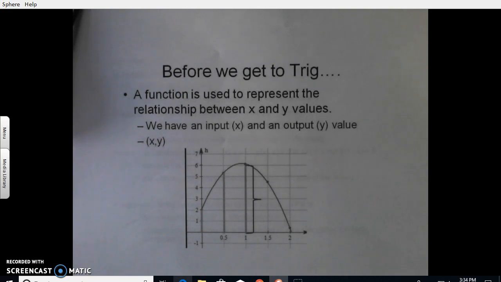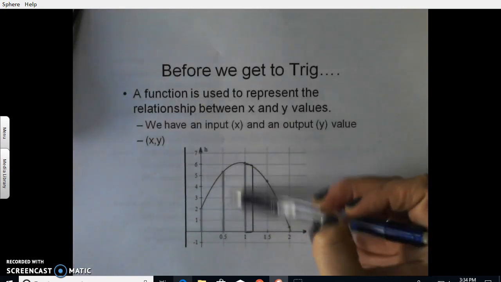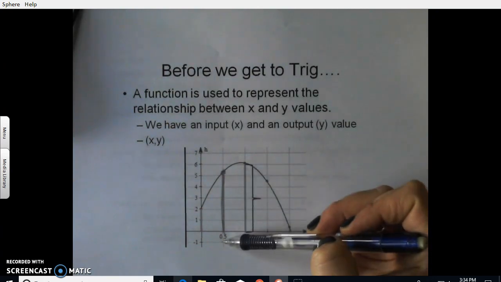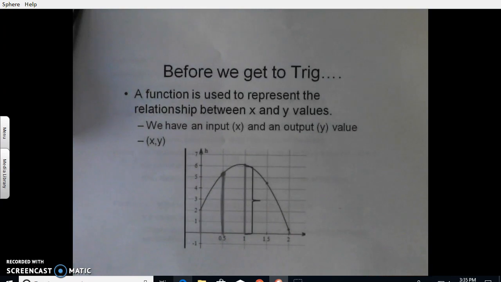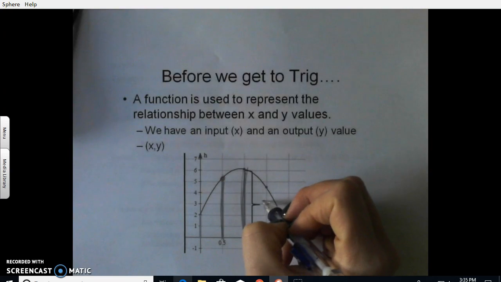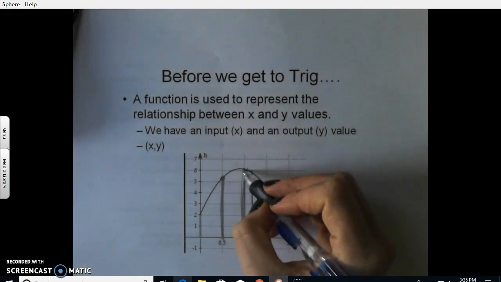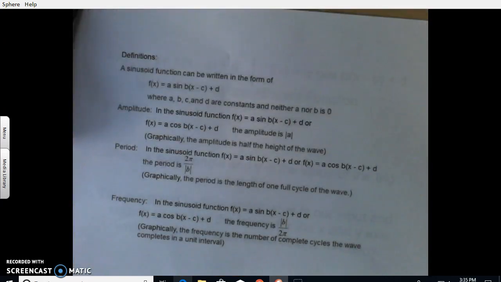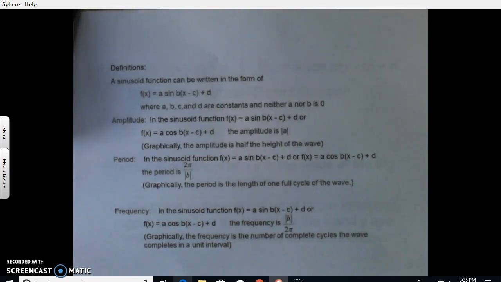So when we're graphing our function, we have an input, which is our x values, and an output, which is our y values. On this graph, this distance represents the y value at 0.05 for this function. This distance would represent the y value at 1, which would be about 6. So we're going to use that when we start talking about our project tomorrow, but just some definitions that you should have down.